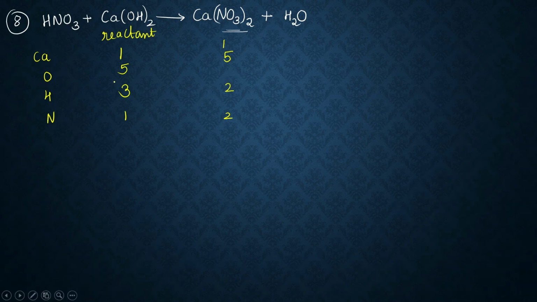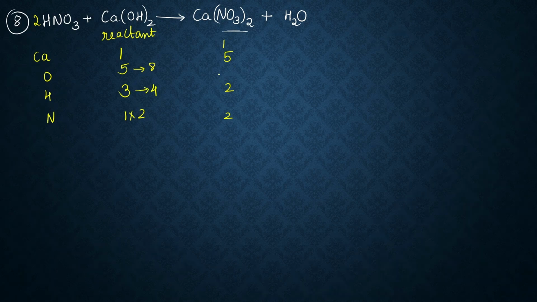So I'll start with nitrogen first. In order to balance nitrogen, on the reactant side I'll multiply by 2. So in that case, the number of oxygen changes to 6 plus 2, 8. And the number of hydrogen changes to 2 plus 2, 4.